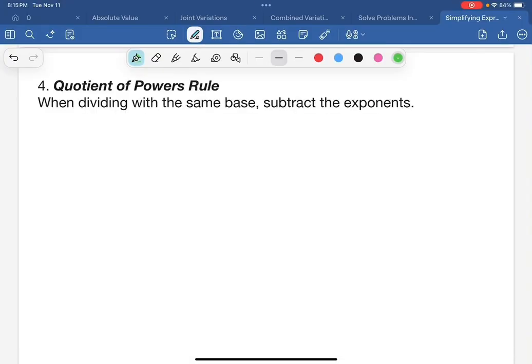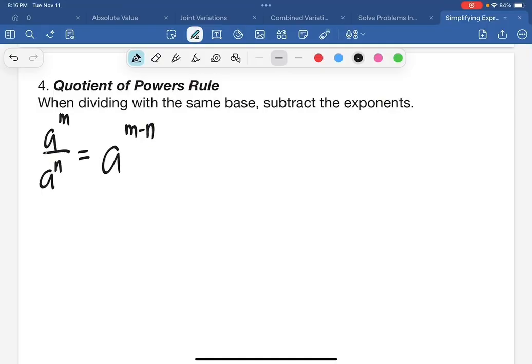Now let's have the fourth one, the quotient of powers rule. When dividing the same base, subtract the exponents. So it's just the opposite of the product of powers rule. This time it's subtracting. So the general formula would be a raised to m over a raised to n equals a raised to m minus n.